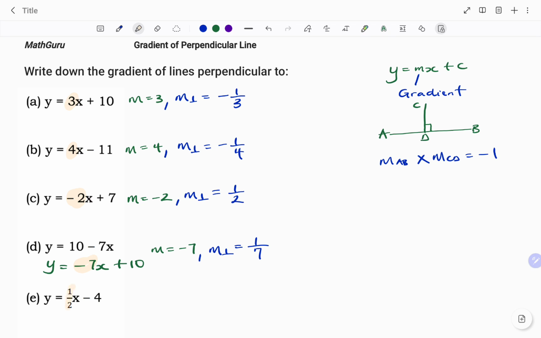The last but not the least example, I have y equals half of x minus 4. The gradient is the coefficient of x, which is half. So therefore, m equals 1/2. Therefore, the gradient of the line perpendicular will be m perpendicular equals the negative inverse, that's -2/1, which is the same as -2.